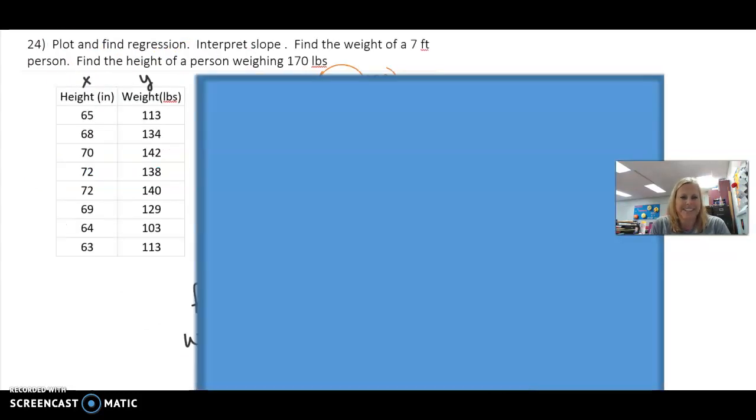All right, here is our next problem. This is more of a scatter plot problem. Plot and find the regression, interpret the slope, find the weight of a 7-foot person, and find the height of a person weighing 170 pounds.